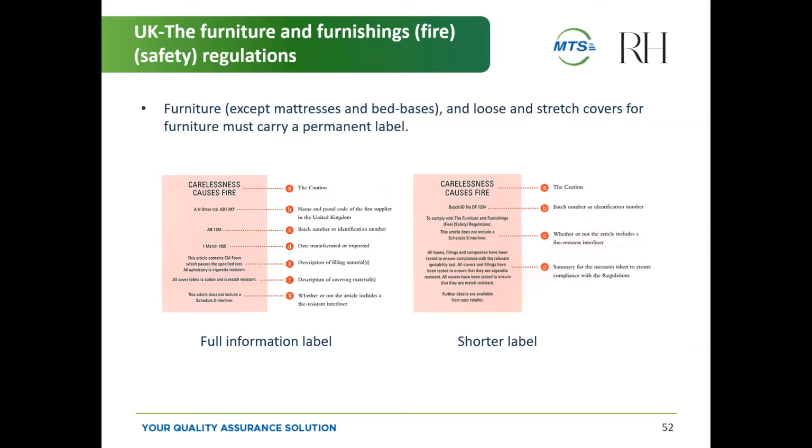The label, except for mattresses and bed bases, must be a permanent label. Now there are 2 different ones that can be used, the full information or the short label. And you can see here, first and foremost, you have to make sure that the caution is there. They want to make sure you've got the name, postal code and such, batch numbers. So all the key information that will allow you to follow up if there are any issues. It also gives you a description of the filling materials, basically everything that you'll need if there are any challenges or any problems with it, so that you can get back to the manufacturer.